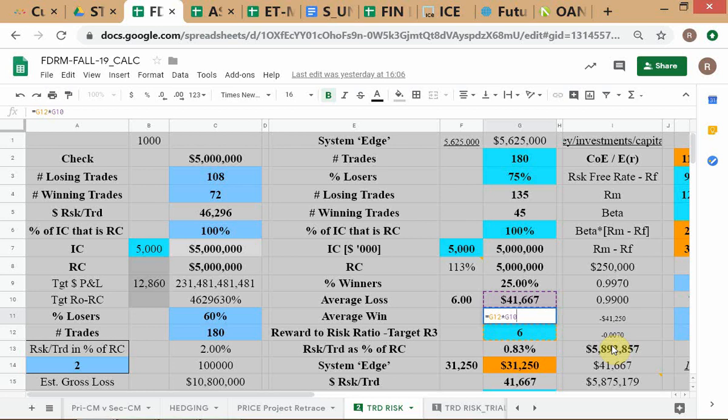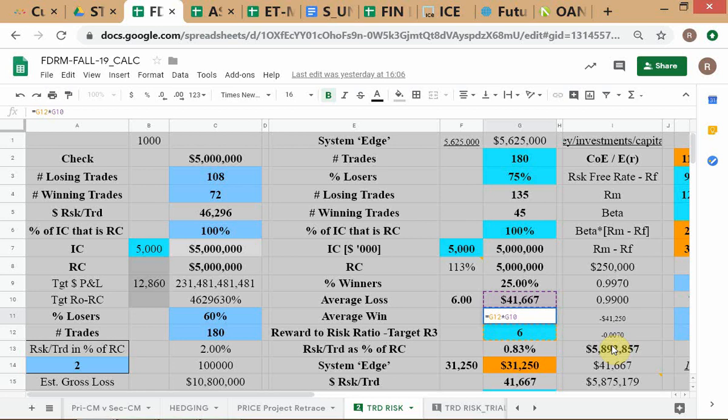You multiply the average loss into the R3, because what is R3? See, in industry people normally say risk reward ratio, but that's actually not correct use of the language, because if we say risk reward ratio, it automatically implies that risk is in the numerator and the reward is in the denominator. Am I right? Normally when you say risk reward ratio, it would imply that risk is in the numerator and reward is in the denominator.